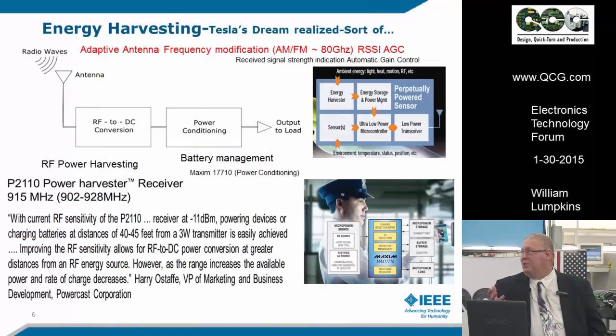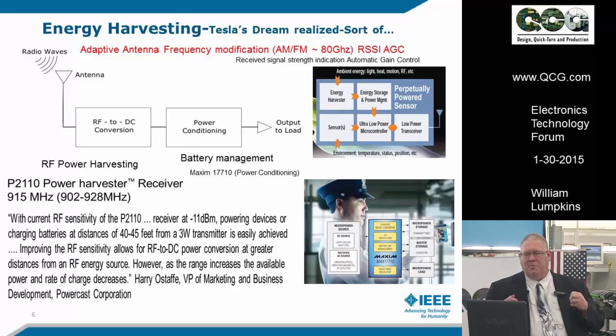Let's talk a little bit about energy harvesting, to cover lightly on some topics to get you aware of them. Energy harvesting, as we know, is not a new topic. Tesla came up with it way back in the late 1800s and early 1900s. Energy harvesting basically says we're taking this RF energy and converting it to DC, and then power conditioning it and going to a load.